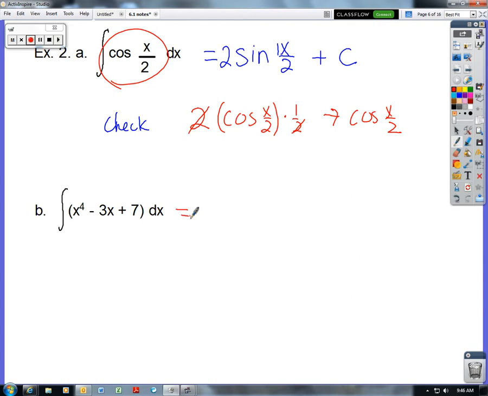Okay, this one's just a polynomial, so that's pretty straightforward. So I'm going to go back to blue. So this is going to be x to the 5th over 5 minus 3x squared over 2 plus 7x plus c.